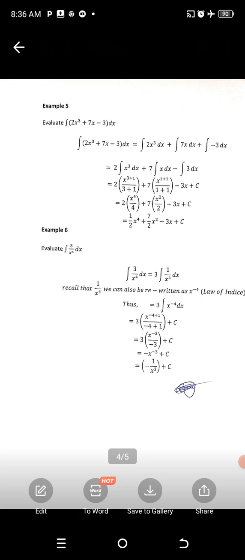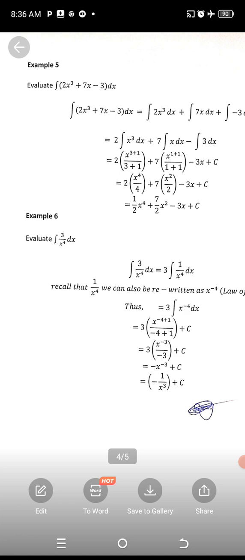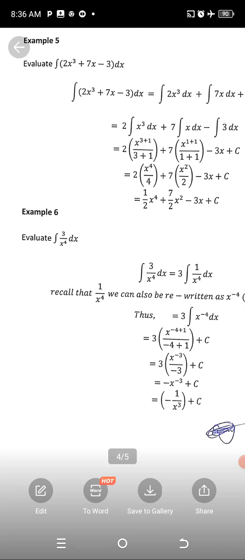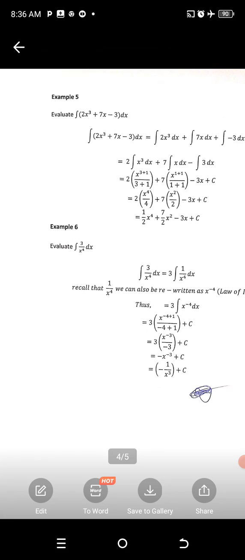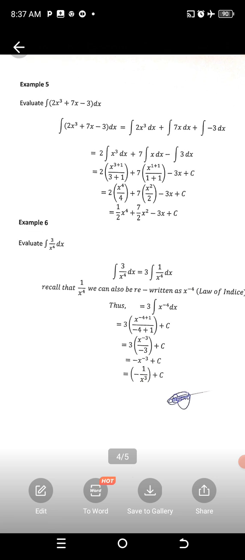So the sixth example is evaluate. This one is a sum of fractions now. So how can you do that? You don't need to be frightened. You don't need to be scared. Oh, how can we solve this? It's very simple. You just look through the example given and look through the steps taken. So you see that the first thing, like we've been doing, is that we bring out the constant, and the constant is this 3, which will eventually lead us to what? 3 integral 1 over x raised to power 4 dx.